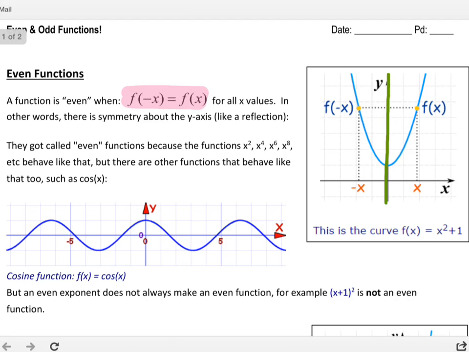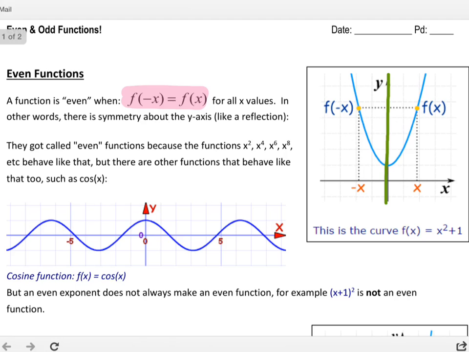The reason why we call functions that do that even is because all the functions x squared, x to the fourth, x to the sixth, basically all of your even powered functions are going to be symmetric with your y-axis before there are any transformations that occur to them. So most of the functions that have those powers are going to be even. Obviously there are going to be some special cases here and there.